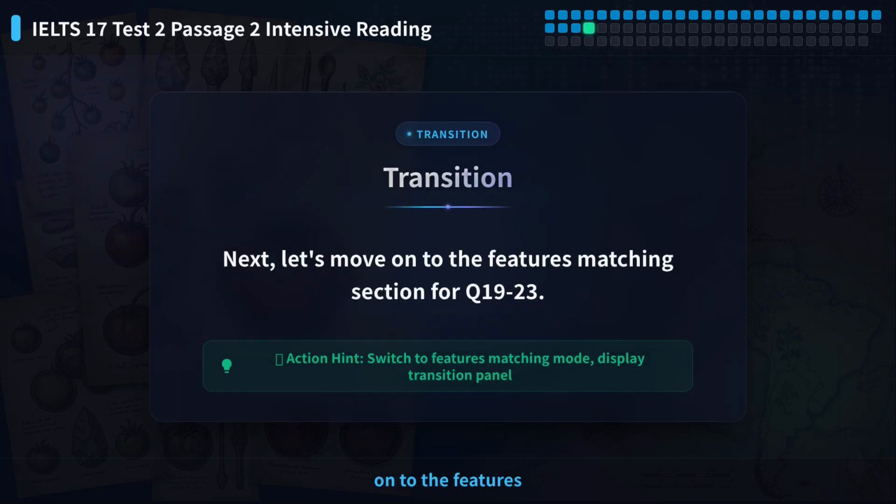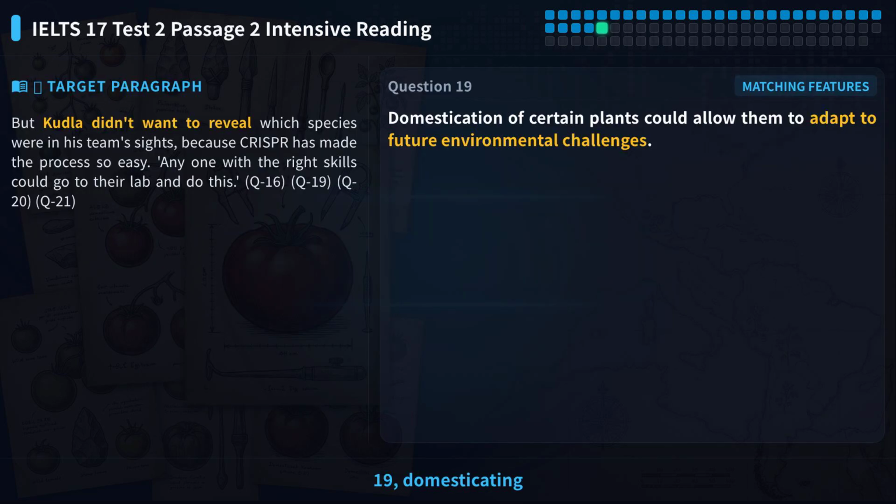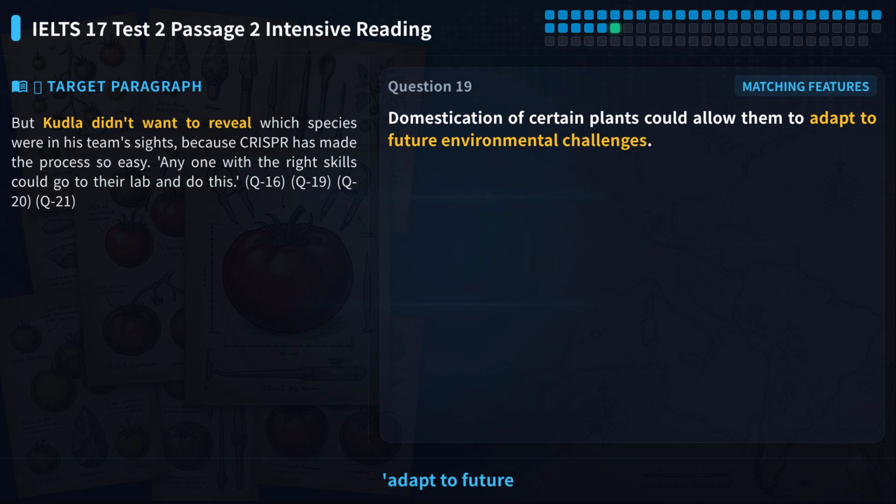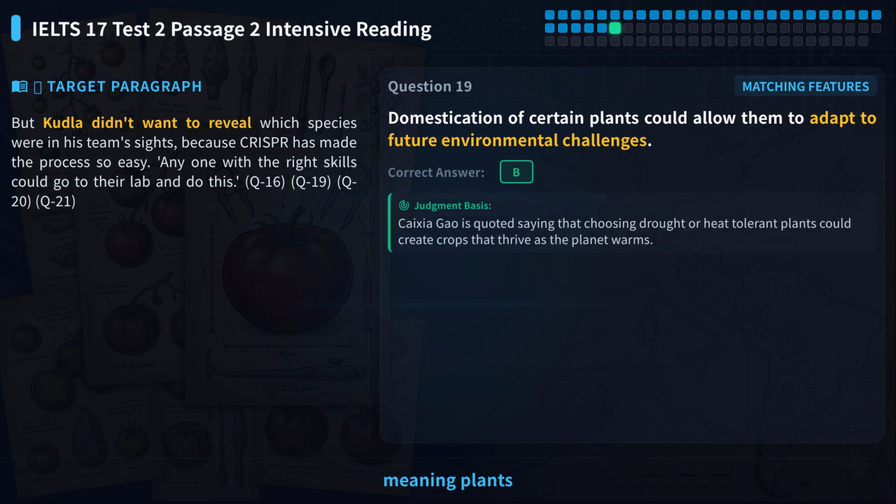Next, let's move on to the features matching section for Q19-23. Let's look at question 19. Domesticating certain plants could help them adapt to future environmental challenges. Please pause the video and try it yourself first. The key clue is adapt to future environmental challenges, meaning plants can handle climate change.